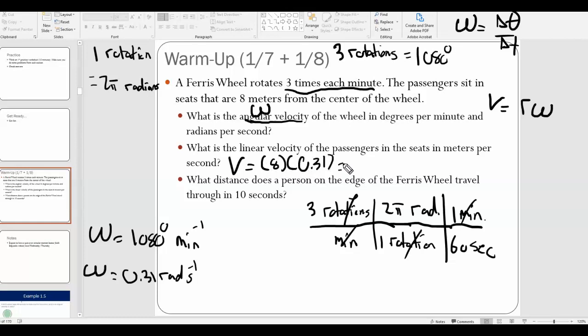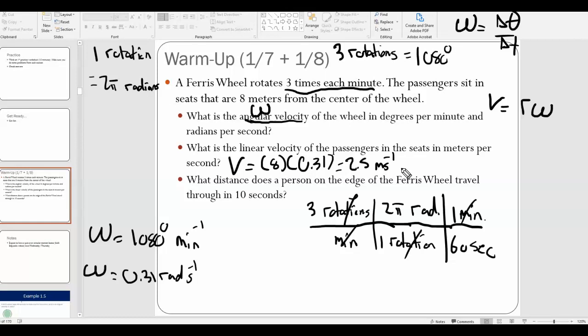0.31. And so if I type that into the calculator, 8 times 0.31, that's 2.48 meters per second, and I will round that to 2.5 meters per second just for sig figs. Now, what that means basically is that if one of the passengers was to fly off through the air, they would initially be traveling at 2.5 meters per second, okay, which hopefully wouldn't happen. But that's how fast they'd be moving in a straight line. Although I guess they would be in free fall, so it wouldn't really be in a straight line.